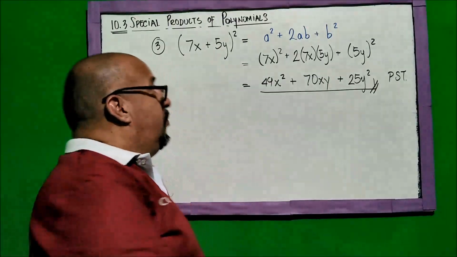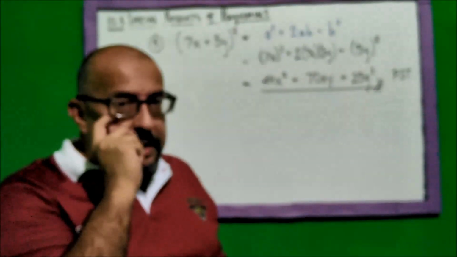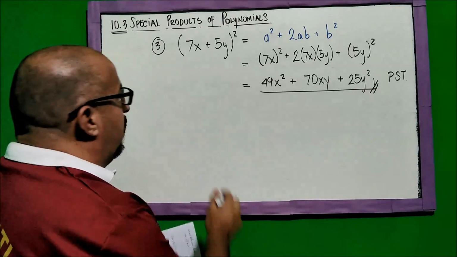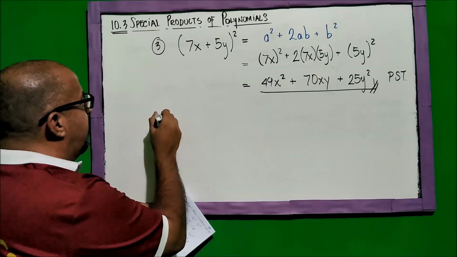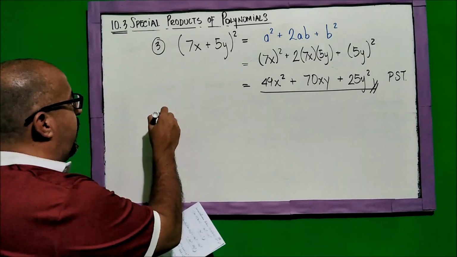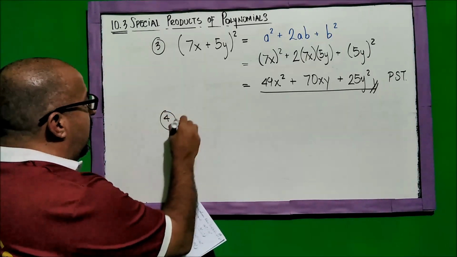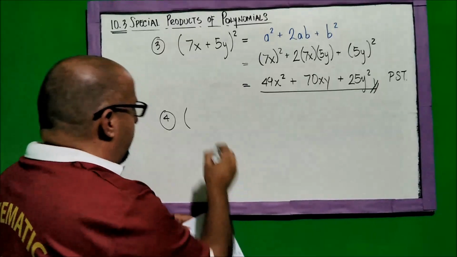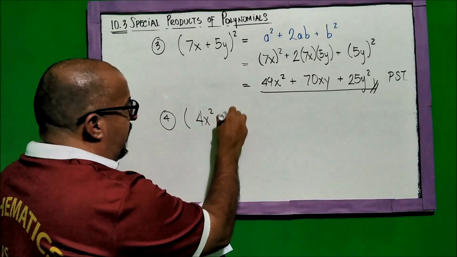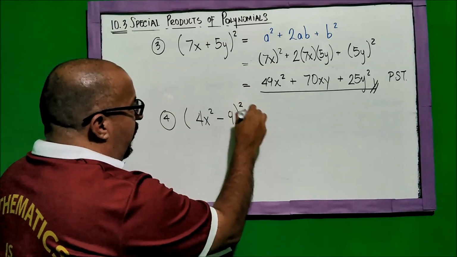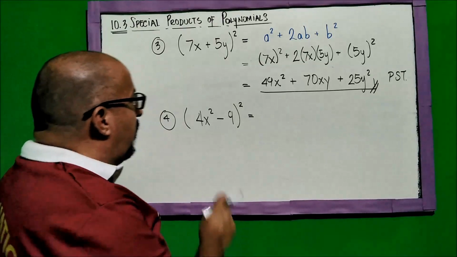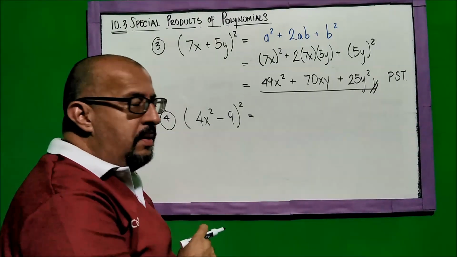Now, can this be done with a binomial that is also subtracting? Yes. And we're going to do it in here with the last example for this section. In this case, what we're going to have is exercise number 4. And in here, we're going to have 4x squared minus 9 to the second power. Okay, following the pattern, in this case, the only difference that we have is a subtraction symbol.